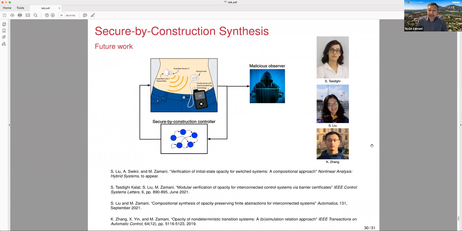For the verification, again, we are able to provide some answer. Can we verify if the cyber physical system is opaque with respect to a malicious observer? And now we are looking into, Shadi, my student at Boulder, she's looking into designing controllers using ideas from control barrier functions to ensure opacity over closed loop dynamics. And that brings me to the end of the talk.